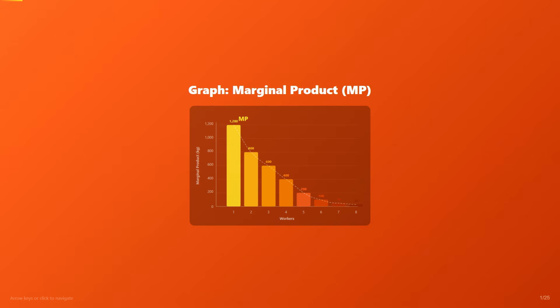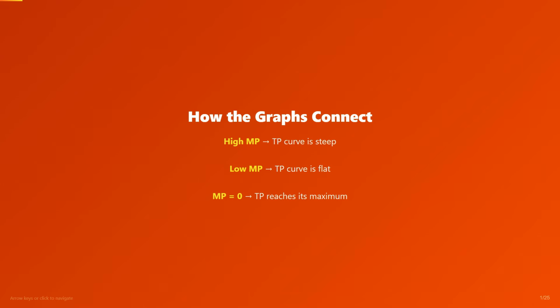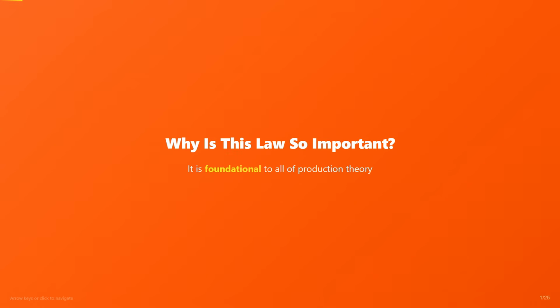Now the marginal product graph. Again, the x-axis is the number of workers, and the y-axis is the marginal product. What do we see? A curve that slopes downward from top to bottom. It starts high, around 1,200, and gradually falls to 800, 600, 400, 200, 100, and so on. This is a decreasing curve, and this downward slope is exactly the law of diminishing marginal returns.